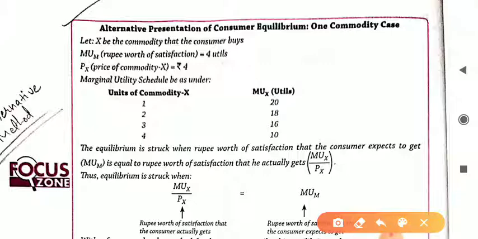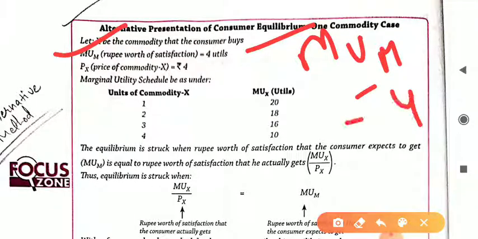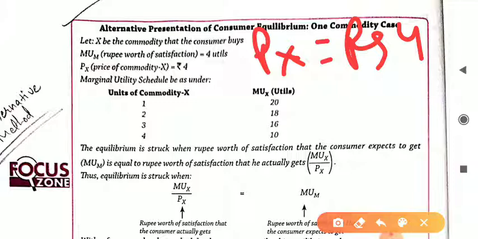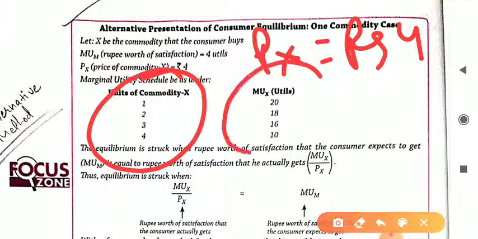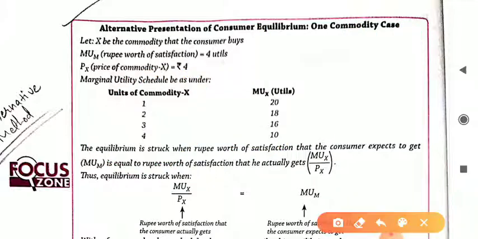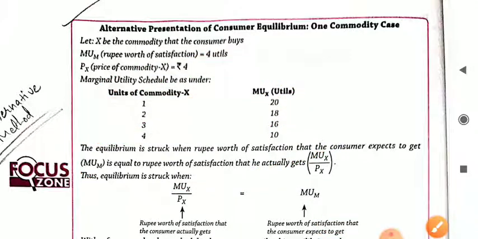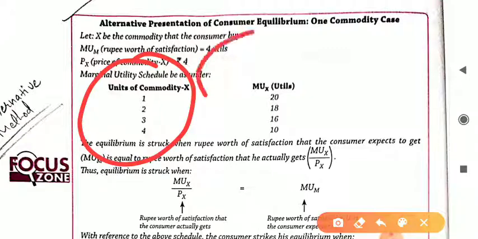In this alternative method, again the same example, we have MUM equals 4 utils, marginal utility of money equals 4 utils, and price of the commodity is rupees 4. Same question, the components are the same. Marginal utility of money equals 4 utils, and price of commodity X equals rupees 4. These are the units of the commodity, and these are the marginal utilities which we receive from consuming these units. When we consume unit 1 we get 20, when we consume the second 18, when we consume the third 16.